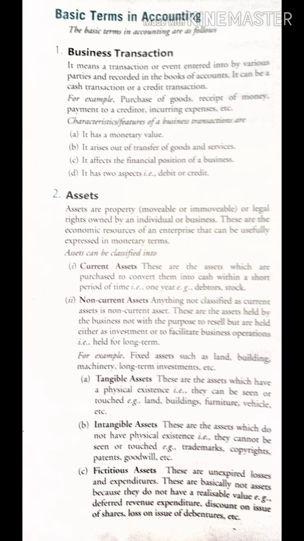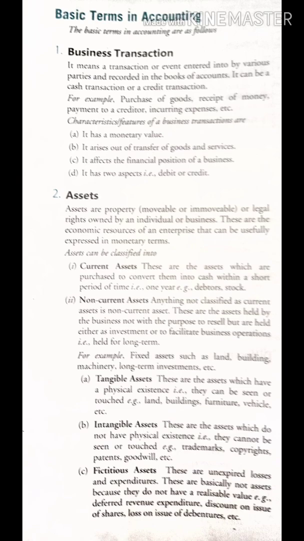Now what do you mean by current assets? These are the assets which are purchased to convert them into cash within a short period of time. Now what do you mean by short period of time? In accounting, short period of time means 1 year. Okay, is it clear? So if I say short period or current, it means 1 year, that particular financial year. Fine, just keep this in mind. So current assets means those assets which we can convert into immediate cash during that particular financial year. Okay, so that is current assets.